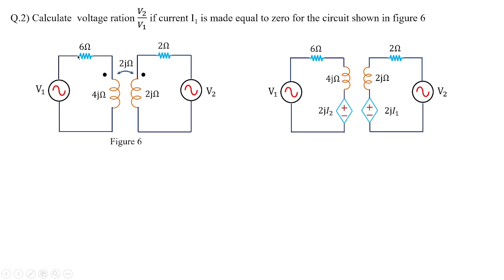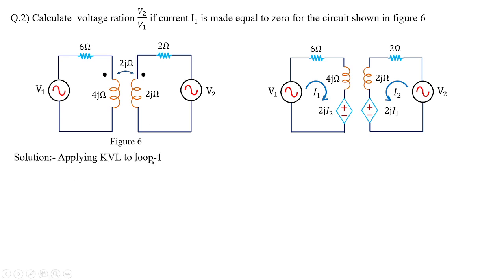In both the cases, we are assuming that the current is flowing from top to bottom, here also from top to bottom. And for this, I'm going to have I1 notation like this, I2 notation like this. This is my assumption. Based upon this, let us frame the equations and finally find out the ratio V2 by V1 by making I1 equivalent to 0. So let's see what we can do.